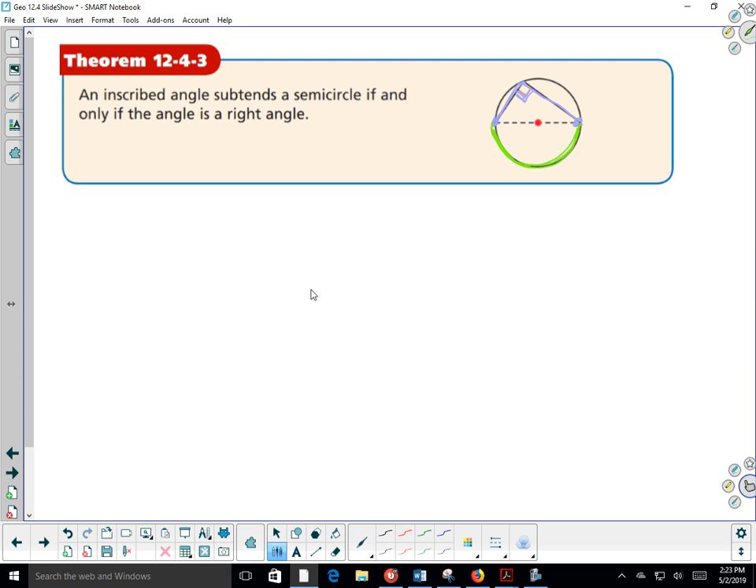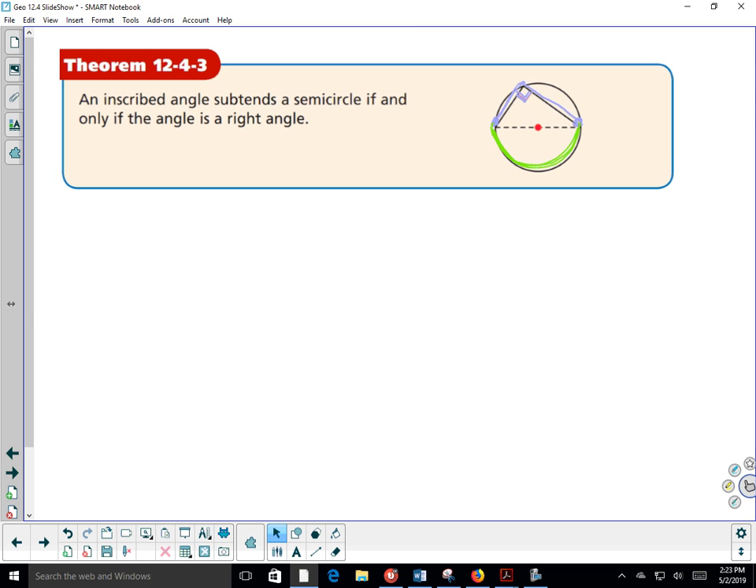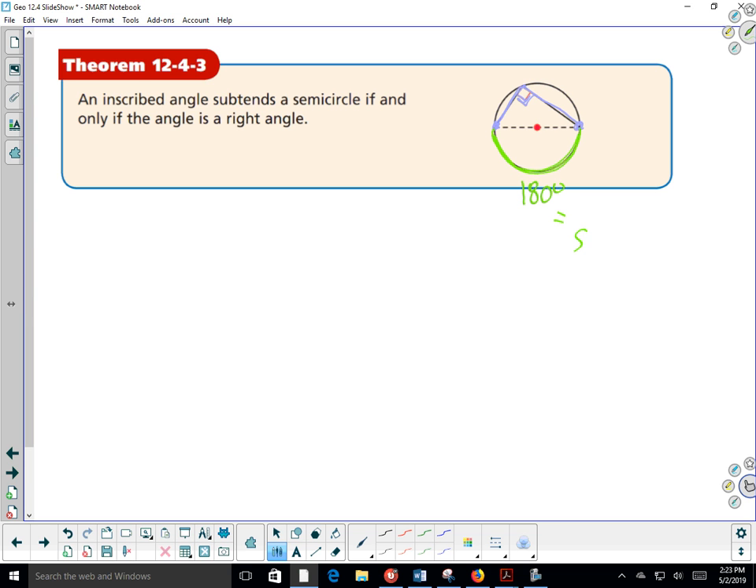And that makes sense, because if this angle here is a 90-degree angle, then what's the measure of this arc have to be? 180, twice that, right? So this arc here has to be 180 degrees, and that makes it a semicircle, because it equals 180 degrees. Are we okay with this? All good?